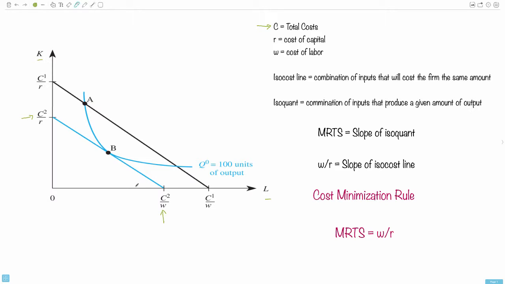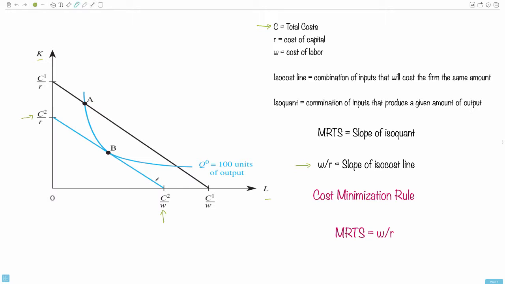it is the same cost. Now, the slope of the isocost line is the ratio of the cost of labor to the cost of capital. In other words, this is the relative prices of inputs. So this essentially gives you the rate at which the market is going to let you substitute one for another.